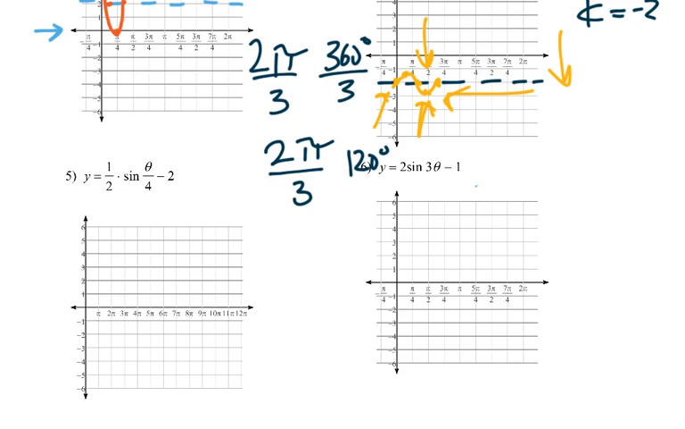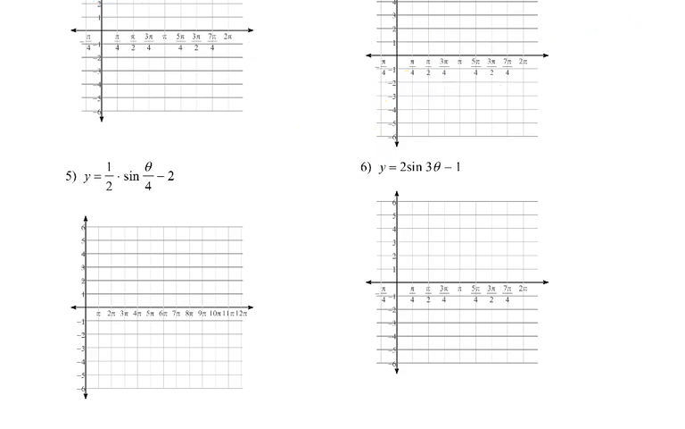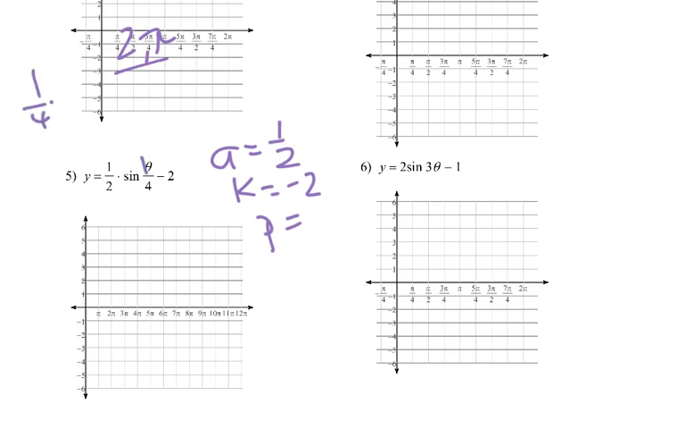Alright, let's look at number 5 now. So an amplitude of 1/2, again, midline of -2, and a period of 2 pi divided by 4, which we know, divided by 1/4, because that's like 1 theta over 4. So it's like 1/4 times theta. So when we divide by 1/4, that's the same as timesing by 4. So we end up with 8 pi for our period. So we're going to stretch this guy out.